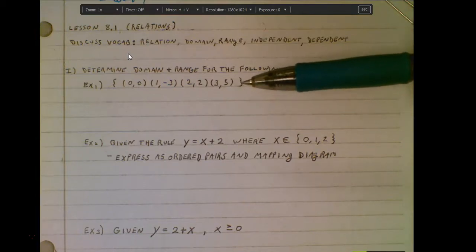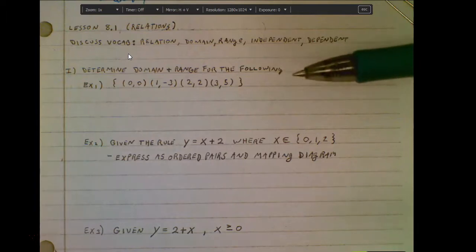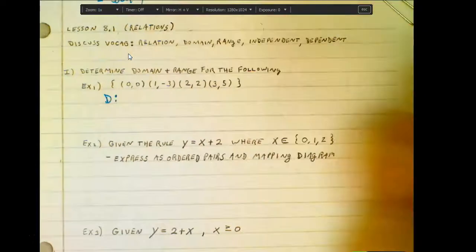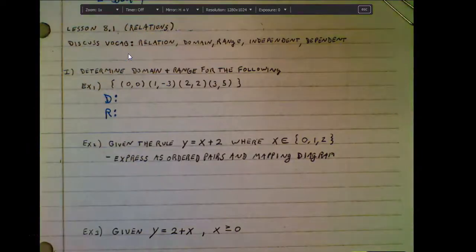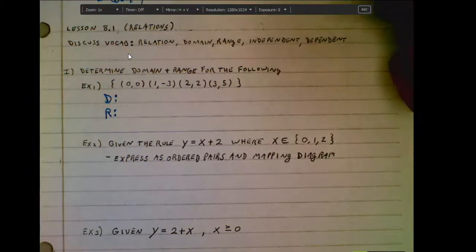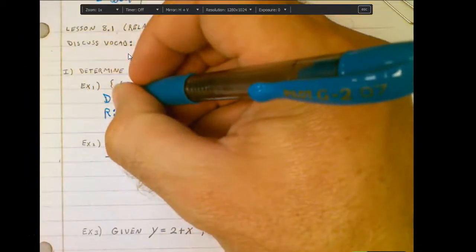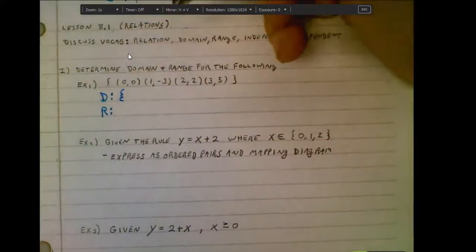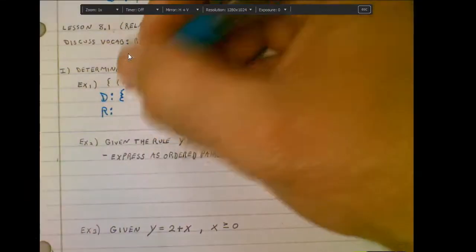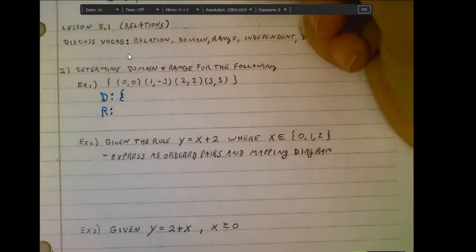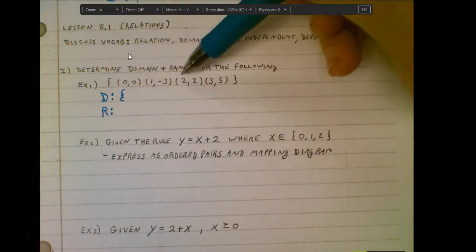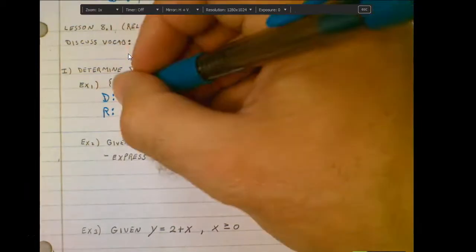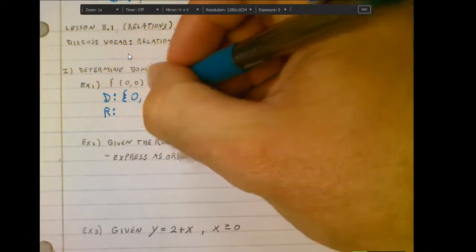So as far as identifying domain and range from a group of ordered pairs, domain we always think of as representing the x coordinates, and the range comes from the y coordinates. So when I list my domain, I simply list the x coordinates. If you ever have any that repeat, then don't list it twice. So you don't need to repeat your values. But for the x's, I see a 0, a 1, a 2, and a 3. So that'll be my domain.